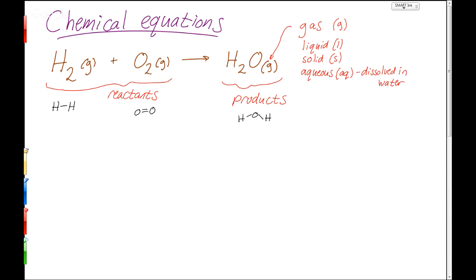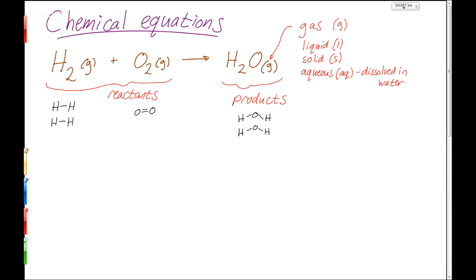But what if they were to react in a different ratio? So what if we were to take two hydrogen molecules to react with that one oxygen molecule and make two molecules of water instead? We haven't changed anything's identities or whatever. We've just adjusted the ratios of what's reacting. And if you count those up now, we've got four H's on the left and two O's, four H's on the right and two O's. So that's really what the problem was.